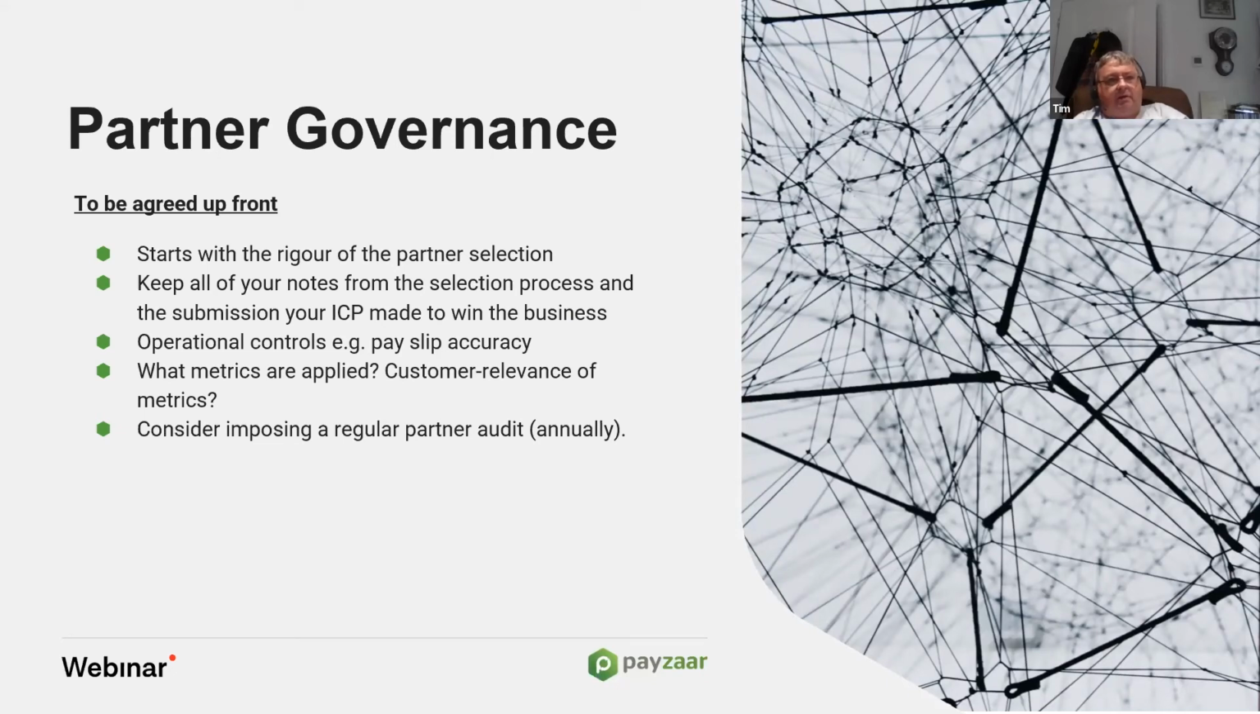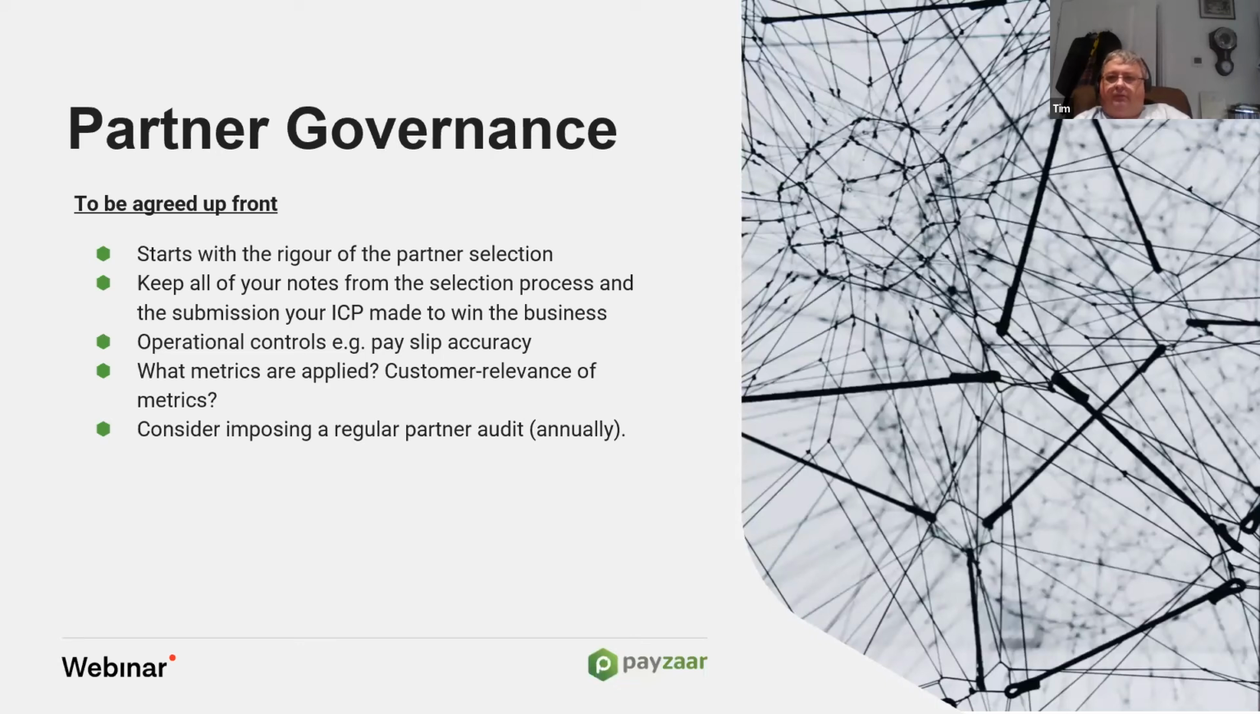Once we've selected our partner, think about the governance that you want to apply, and we start that with a very rigorous ITT process. As I said, that ITT that went out, keep it, do not dispose of it. We are going to use it as a working document back with our ICP. Make sure you keep all of your notes from the selection process as well. And also the submission that your ICP made when they actually won the business, so that we've got those to refer back to and say, look, this isn't a particular issue that's a surprise. It's not new. It was in the invitation to tender. You said you could do X, Y, and Z. Actually, over the last 3 months, you've not been able to get near that. So it's a great way to keep their nose to the grindstone, so to speak.